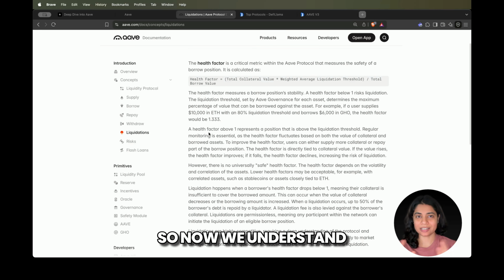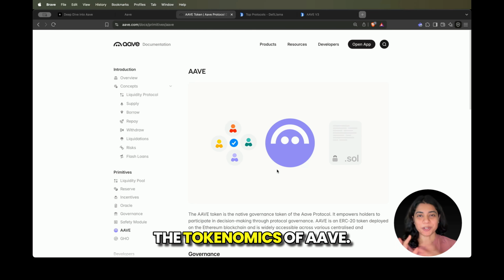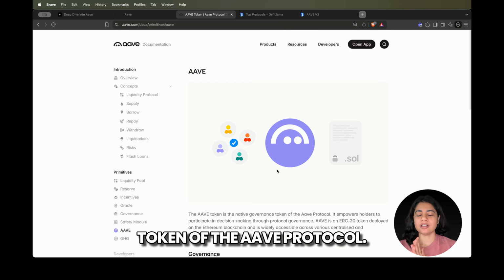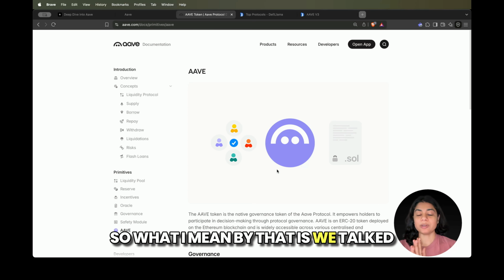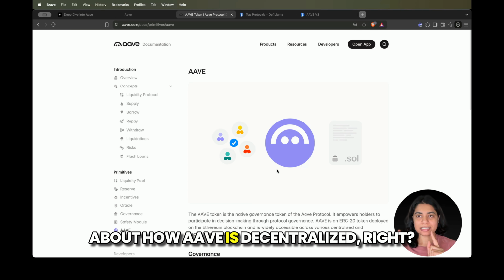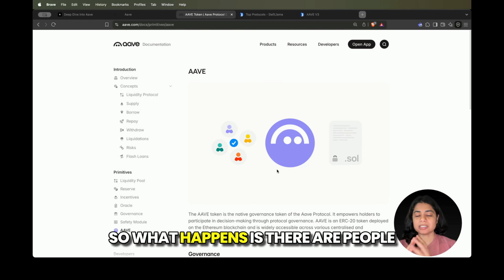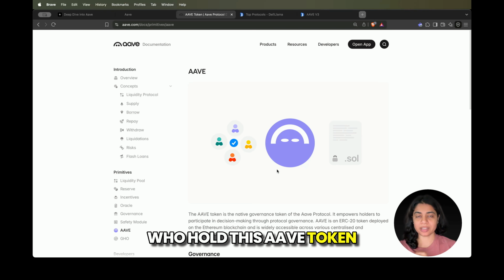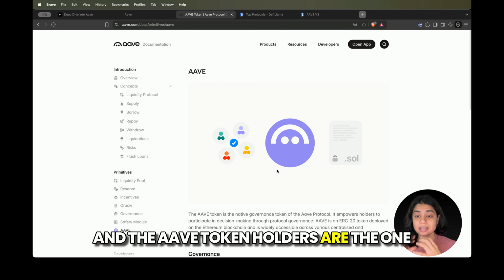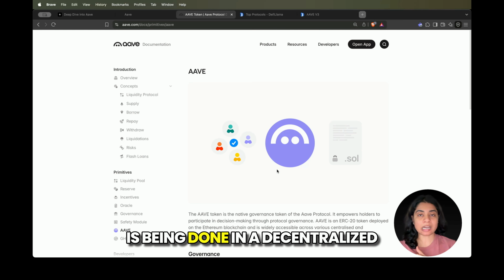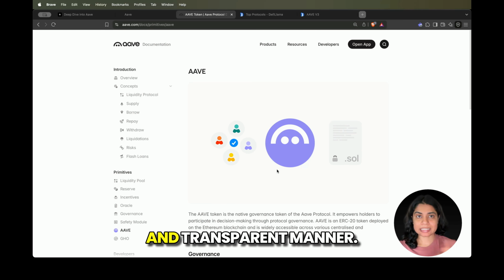So now we understand all the actions that a user can do and the basic concepts. Now let's talk about the tokenomics of Aave. The Aave token is the governance token of the Aave protocol. What I mean by that is, we talked about how Aave is decentralized, right? There is no single entity which is governing Aave. There are people who hold this Aave token, and the Aave token holders are the ones that decide the future of Aave. So the decision making is done in a decentralized and transparent manner.